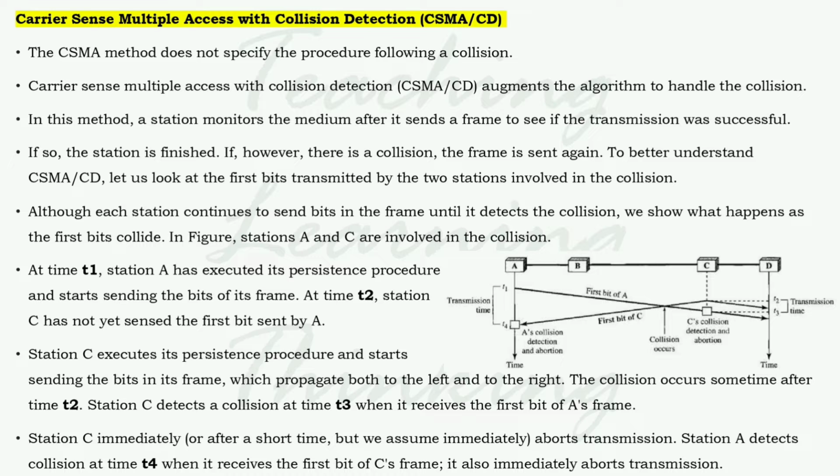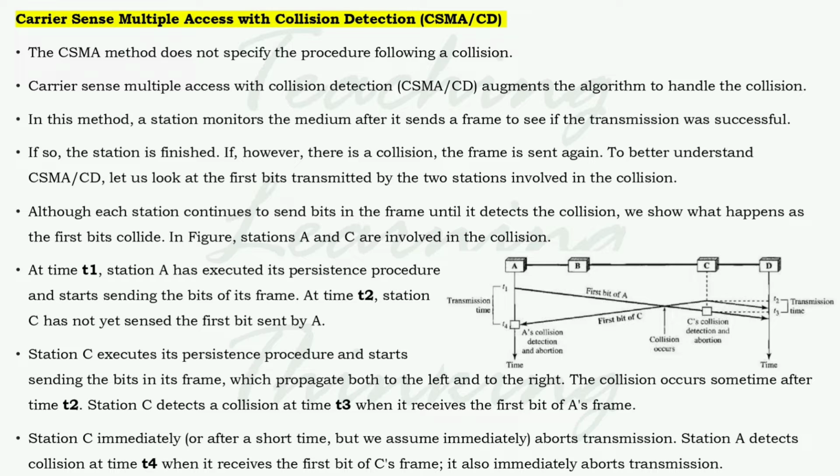The CSMA method does not specify the procedure following a collision. Collision means that whenever we are sending frames from a sender to a receiver, there might be a collision of these frames with one another. So we need to detect that collision and avoid that situation. For that we have this method, CSMA CD.